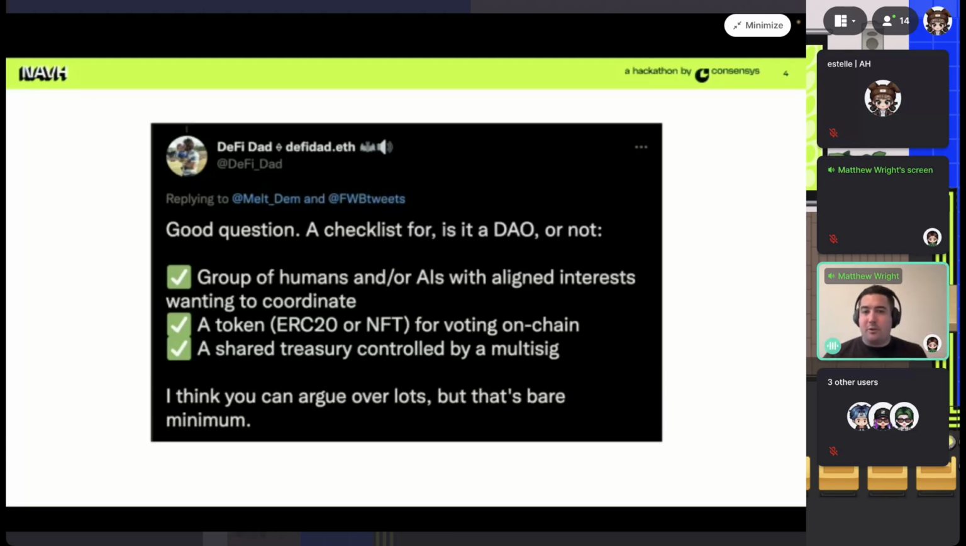A group of humans or AIs aligned with interests wanting to coordinate. They use a token for voting on chain. We call this governance. And they have a shared treasury controlled by smart contracts, or maybe a multi-signature wallet. So basically, it is a group of humans coordinating smart contracts with tokens to allocate capital that is shared between the group. And that's a very easy way to put it.